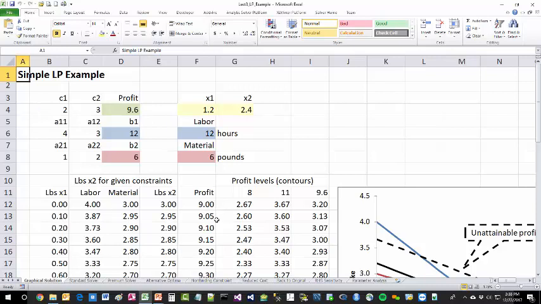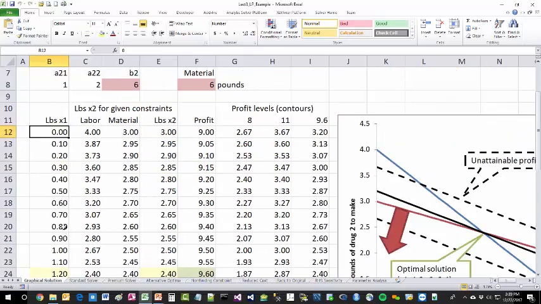Okay, so we're going to start with column B right here, starting with the cell right here, which essentially creates a production range for drug 1 going from 0 to 3 pounds in increments of a tenth of a pound. Scroll down, you'll see that easily. Producing more than 3 pounds of drug 1 is not possible because it takes 4 hours to produce 1 pound, times 3 pounds is 12, the total number of hours available.